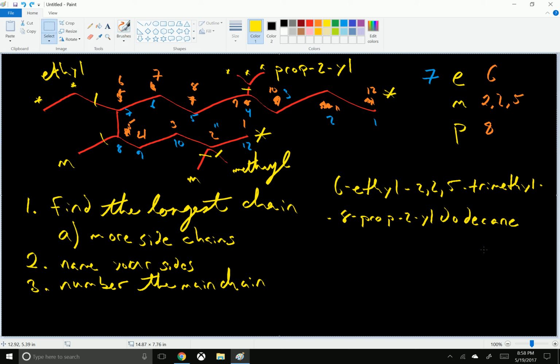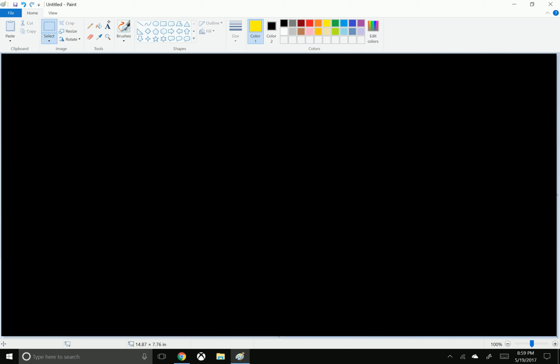All right, let's walk through another example. Let's see if I can't somehow come up with one that has some parentheses in it, because everyone loves parentheses, right?